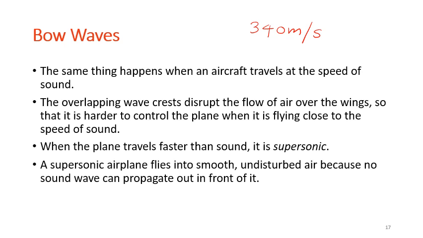But if the plane is traveling faster than sound, we call this supersonic. These supersonic airplanes fly smoothly. One reason behind this is that no sound wave can propagate in front of the airplane; all the sound waves are behind the airplane. So supersonic airplanes usually fly smoothly, but when you fly closer to the speed of sound, it's really hard to control the plane due to the disruption of the airflow over the wings.